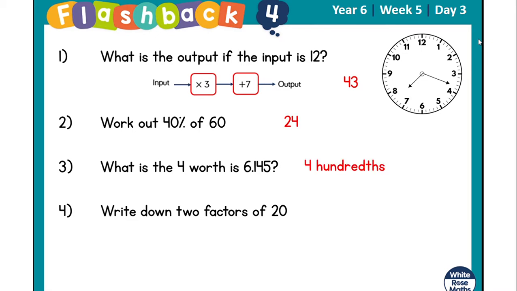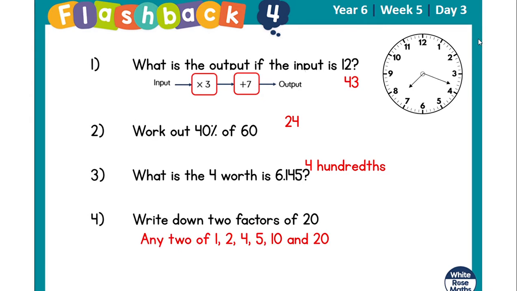Number 4. Write down 2 factors of 20. Okay, so when we find out factors of a number, we always work systematically. Okay, so we know that 1 and 20 are factors of 20. We know that 2 and 10 are factors of 20. We also know that 4 and 5 are factors of 20. So any of those 2 would have been the right answer.